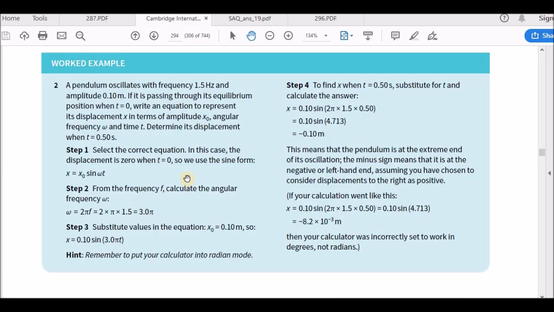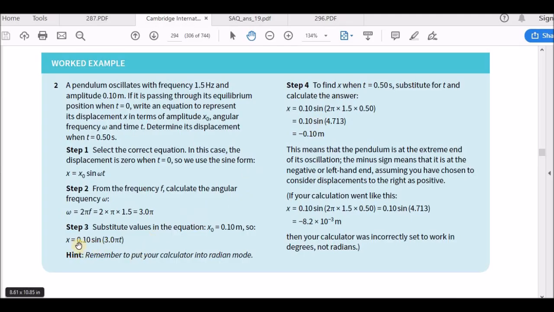Time is 0.50. First we can find omega. We know the frequency, 1.5 Hertz, so we can find the omega here. 2 times pi times 1.5, we get 3.0 pi. Substitute values into the equation. Now x0 also is given, that is the amplitude. So we know this, we know this, and then we can write the equation.